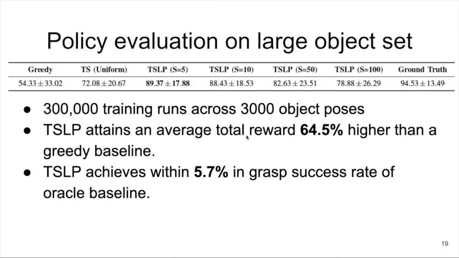This table shows the cumulative rewards averaged over 100 trials for each policy. The results show that TSLP significantly outperforms the greedy baseline by 64.5% and achieves within 5.7% of the Oracle baseline. The result here suggests that TSLP is able to successfully leverage priors from GQCNN to outperform GQCNN on a wide range of objects.